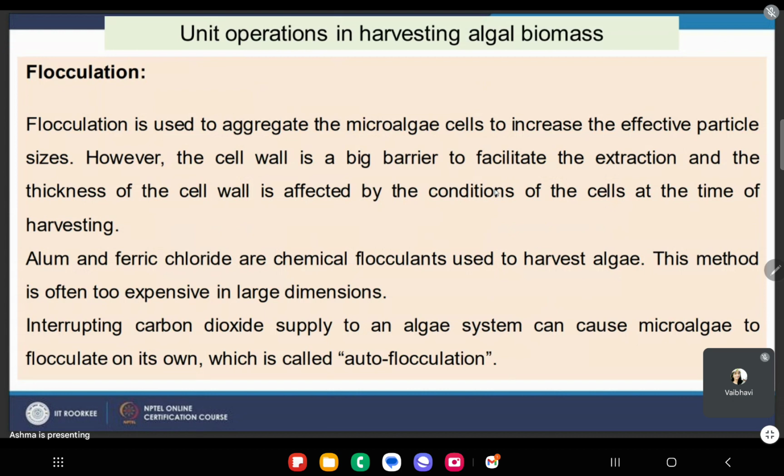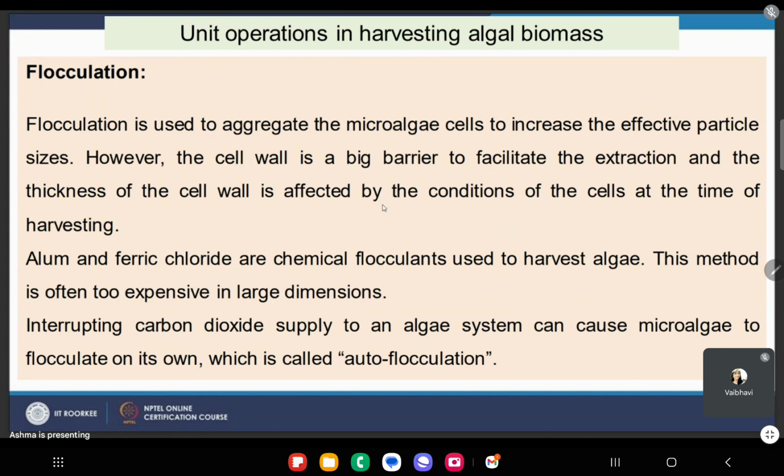The unit operations used for algae harvesting, first, is flocculation. Flocculation is the aggregation or accumulation of microalgae cells to increase their effective particle size, so that due to the increase in particle size they can settle and then be removed. But in the case of algae, the cell wall is one of the barriers to extraction, and the thickness of the cell wall is also affected by the conditions at the time of harvesting. So we need some source of flocculants to accumulate the algae.